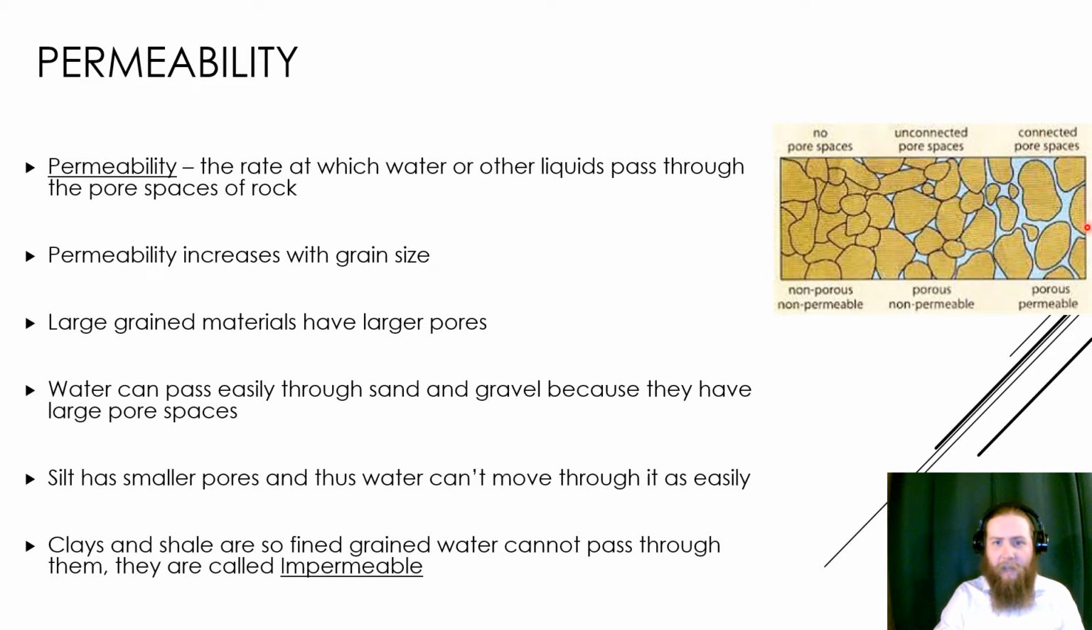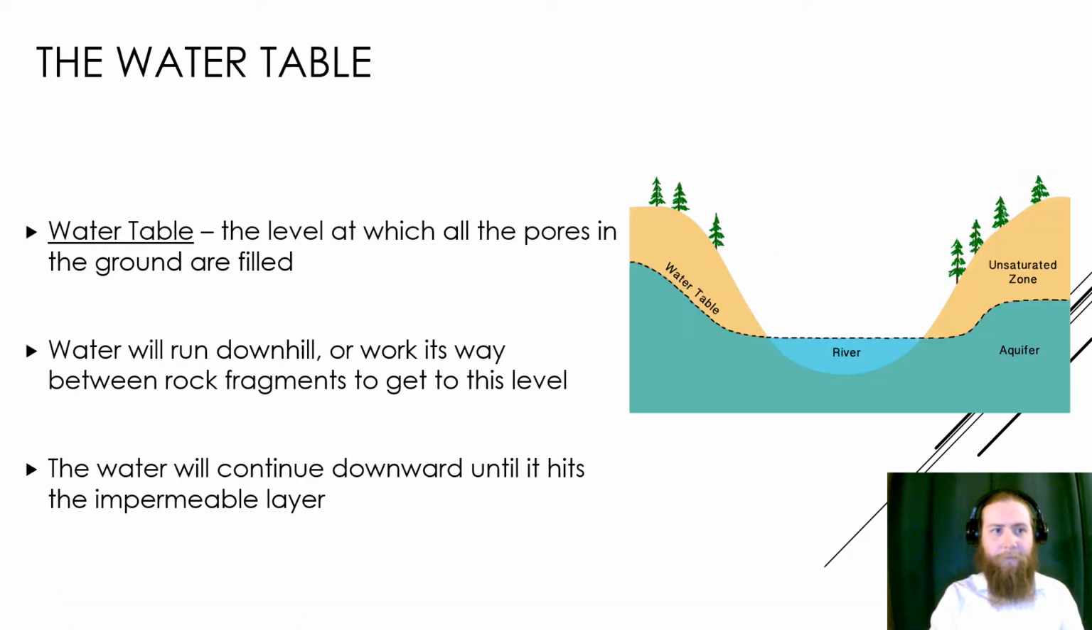Because of this, things like gravel and sand, this water is able to pass pretty freely through there. Things like silt, it can move through, but it's much harder for that to get through. And in things like clays and shale, these are so fine grained that they are completely forming no pore spaces. They are impermeable. They do not have any permeability. Impermeable means no permeability at all. So this water is unable to make it through there.